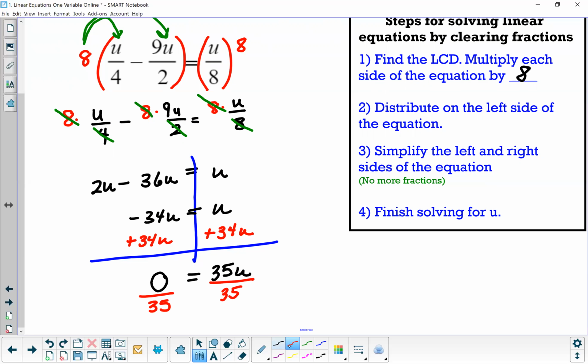Okay, so on the right side, 35 divided by 35 is 1u. And 0 divided by 35 is 0. That is our answer. The variable equals 0. That means there's one solution and the solution is 0. Not no solution. That is not correct. There is a solution. It's 0. All right, so that one is a little bit tricky. Be careful. You can get 0 as an answer. So make sure your steps are flawless. All right.